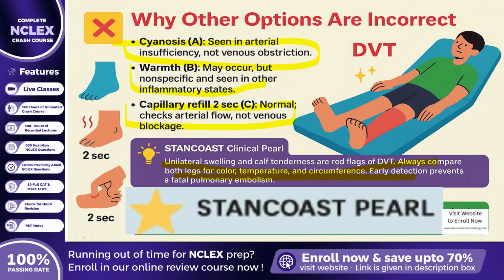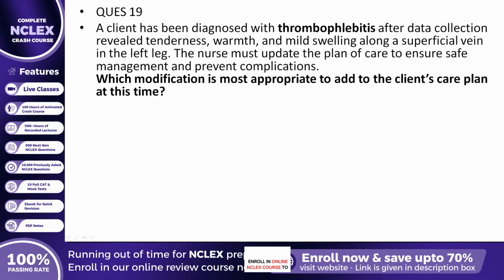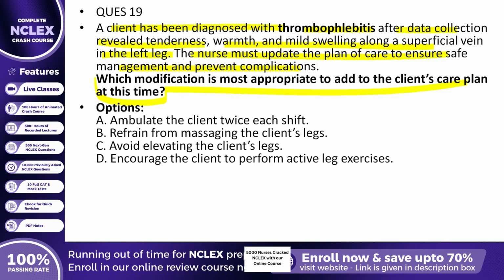Shifting our focus to a client experiencing a vascular complication, picture this scenario carefully. A client has been diagnosed with thrombophlebitis after the nurse observed tenderness, warmth, and mild swelling along a superficial vein in the left leg. The nurse must now update the plan of care to ensure both safety and the prevention of further complications. The question asks, which modification is most appropriate to add to the client's care plan at this time? Here are the options to consider.